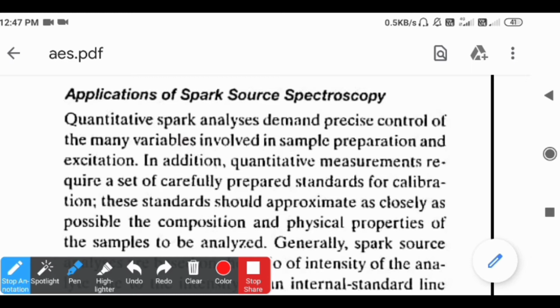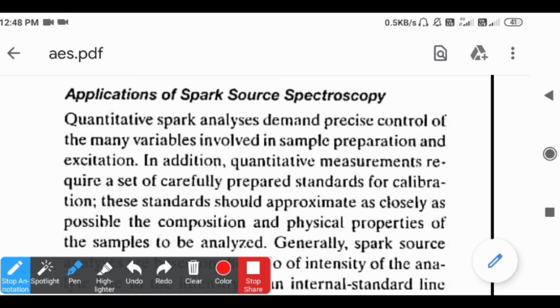This spark source technique is again useful for the quantitative determination of various types of elements, generally used for metals and alloys.